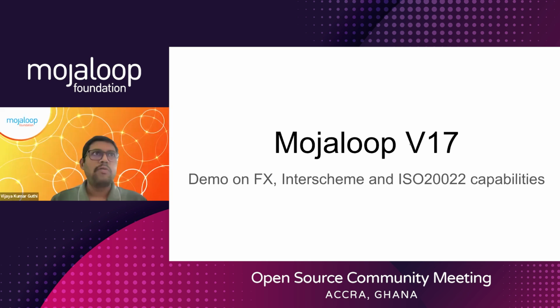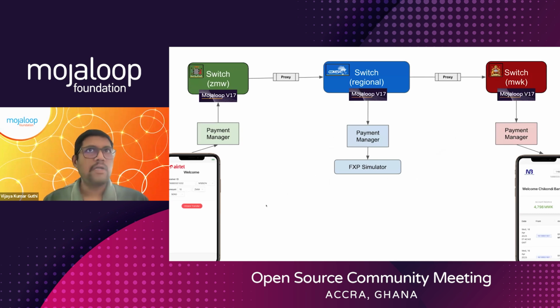Okay. Hello, everyone. This is Vijay Kumar. I'm working as solution architect for Infitex. So today, I'm going to demonstrate the main 3 features of Mojaloop v17, which are currency conversion, interscheme, and ISO 20022 capability. So this is our demo environment.